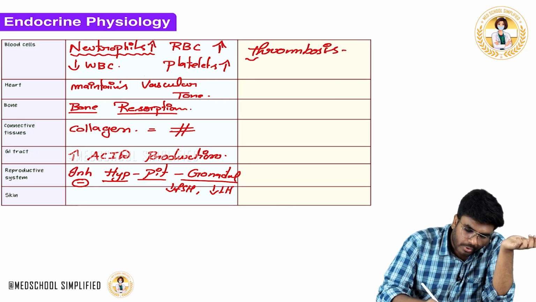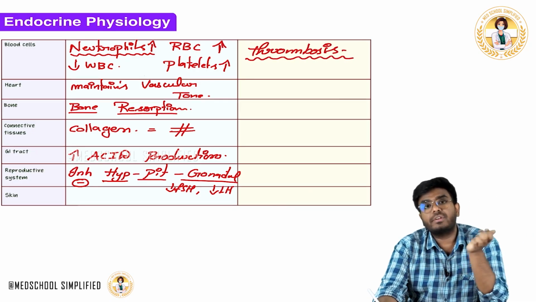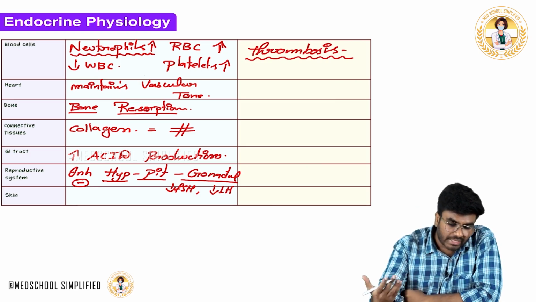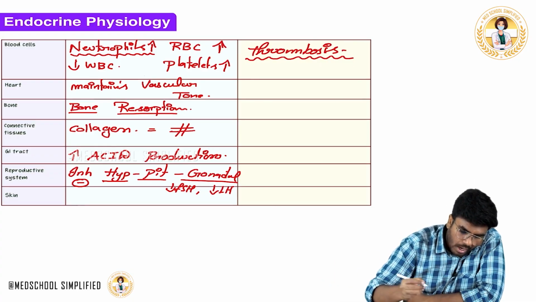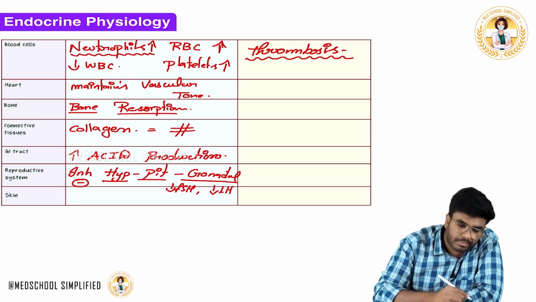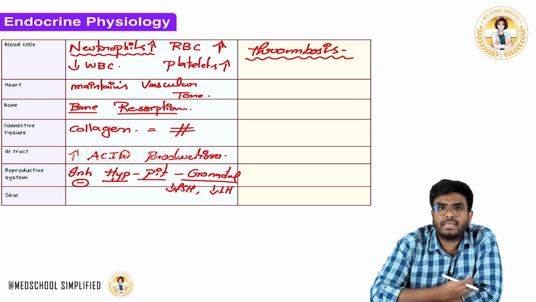So a hypercoagulative state will cause thrombosis. Even the damage to the platelets will release things which will favor the formation of clots, that is thrombosis. Now on the cardiovascular system, I have explained to you that cortisol is a very important hormone in the maintenance of vascular tone.